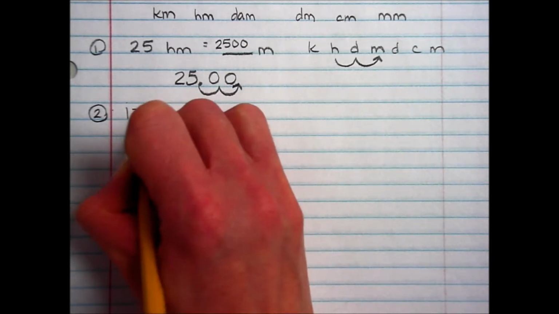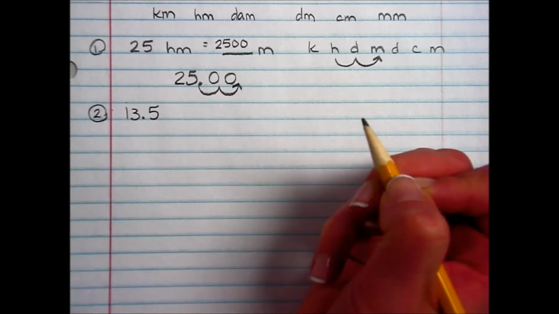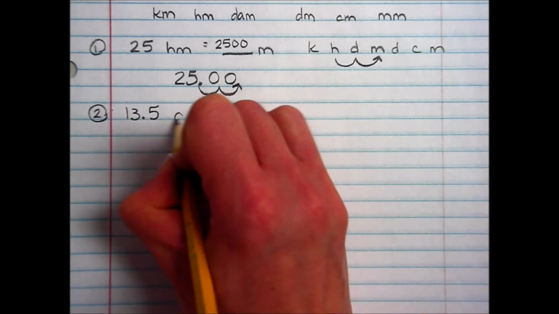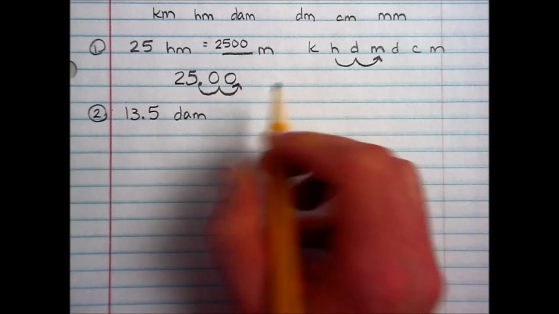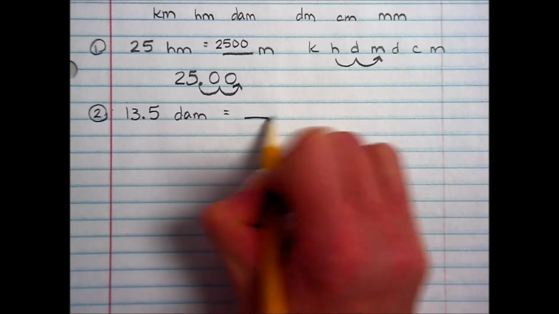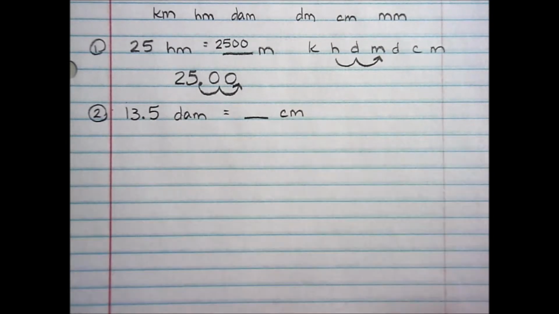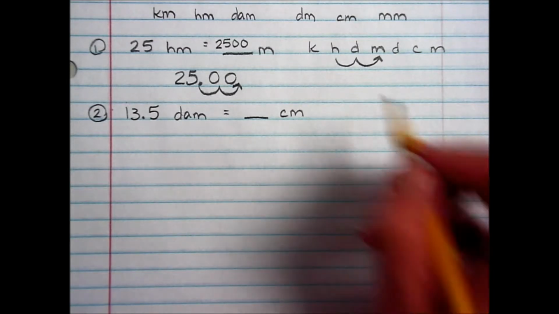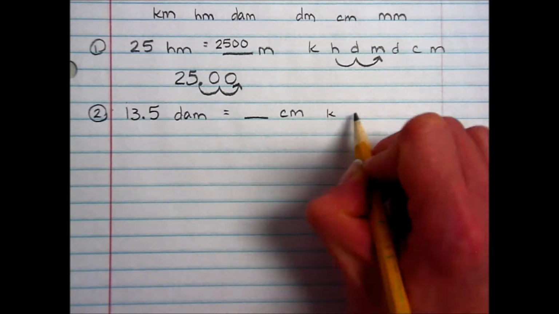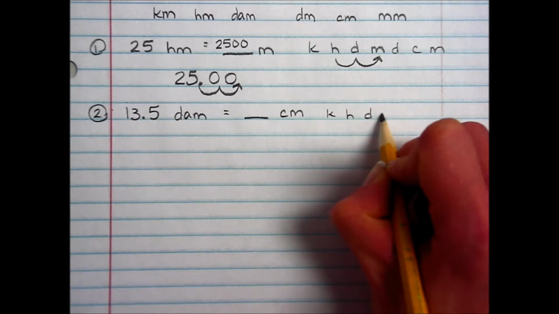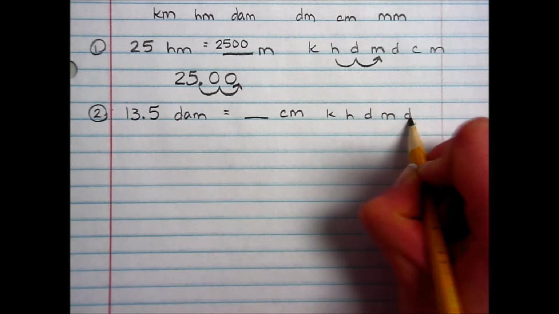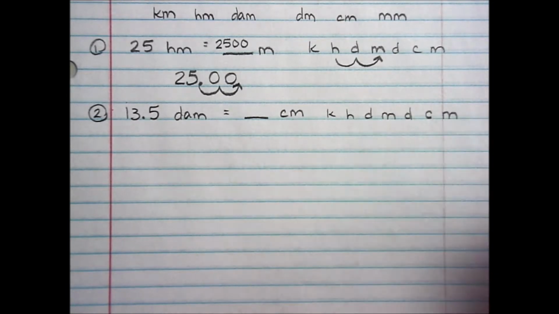Let's say we have 13 and a half decameters. How many centimeters is that? So first step, let's write our letters and say our phrase. King Henry died Monday drinking chocolate milk.